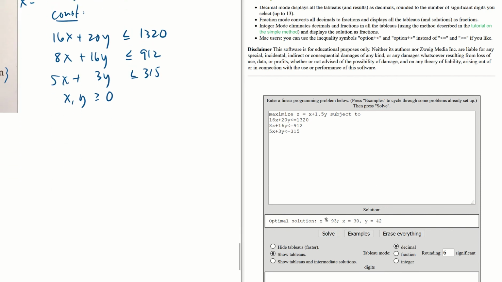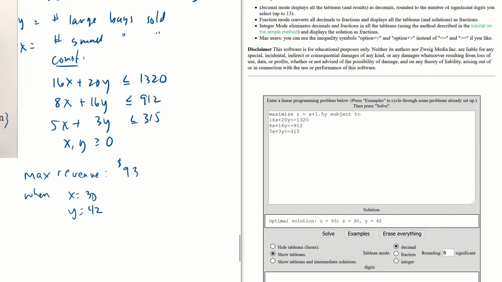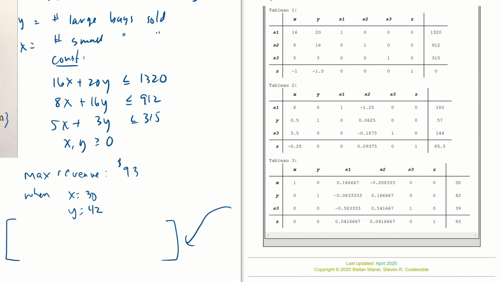And I've got, so the max revenue is $93 when x equals 30 and y equals 42. And again, I want you to write this tableau down here. I'm not going to do it, but you know from the earlier problems what you need to put there and what those numbers mean. This one means, oh look, x is 30 at the top, y is 42, and then z over here, z is 93.